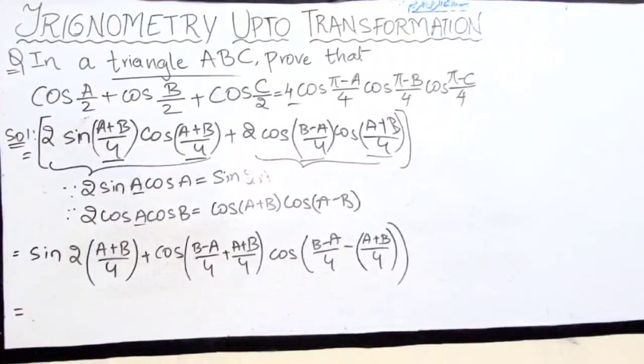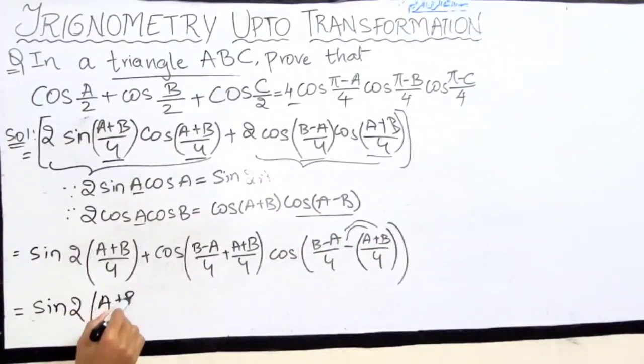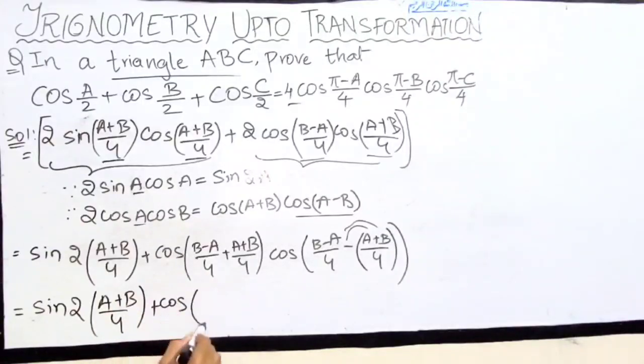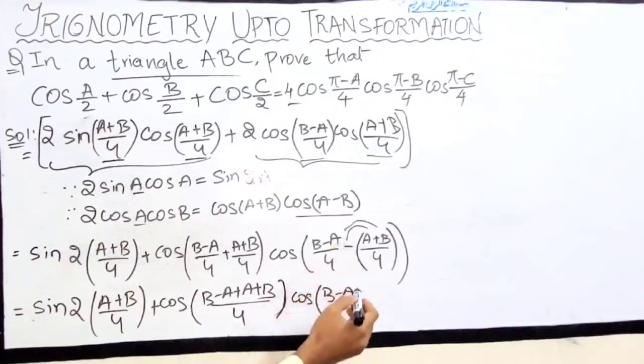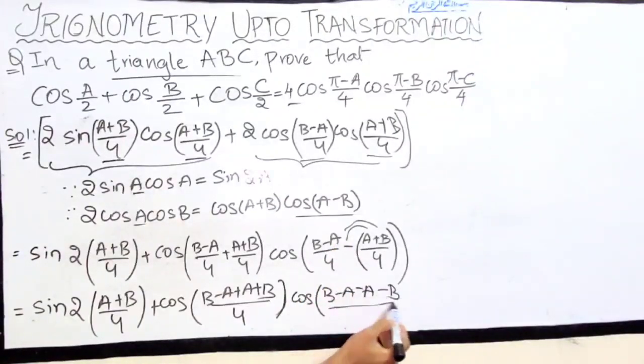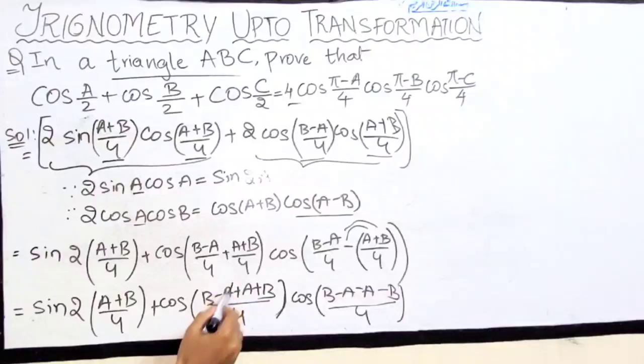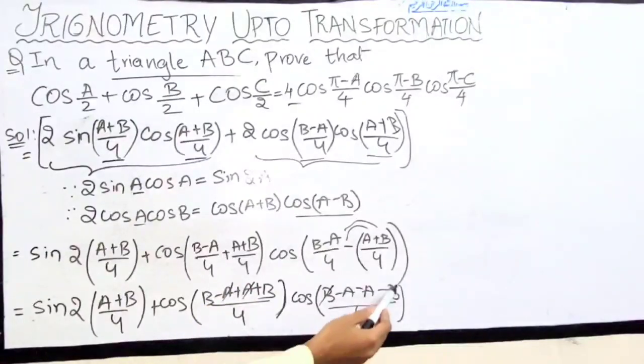Now we are only one step away from our solution. We have substituted this formula for the first term and for the second term. So what we got: cos of (b minus a) by 4 plus (a plus b) by 4, where the denominators are the same, so we can add the numerators. Even here, just remember that as it is cos of (a minus b), you have to keep a minus sign and multiply with each of the terms. So the equation will be sin 2(a plus b) by 4 plus, adding the numerators, cos of (b minus a plus a plus b) by 4, and cos of (b minus a minus a minus b) by 4. Even here the denominators are the same: minus a plus a cancel, and here plus b minus b cancel.